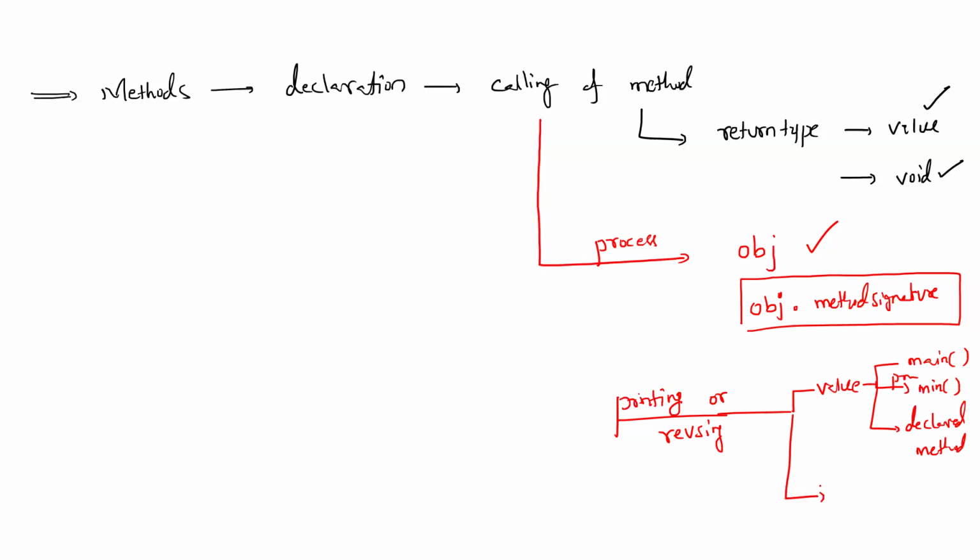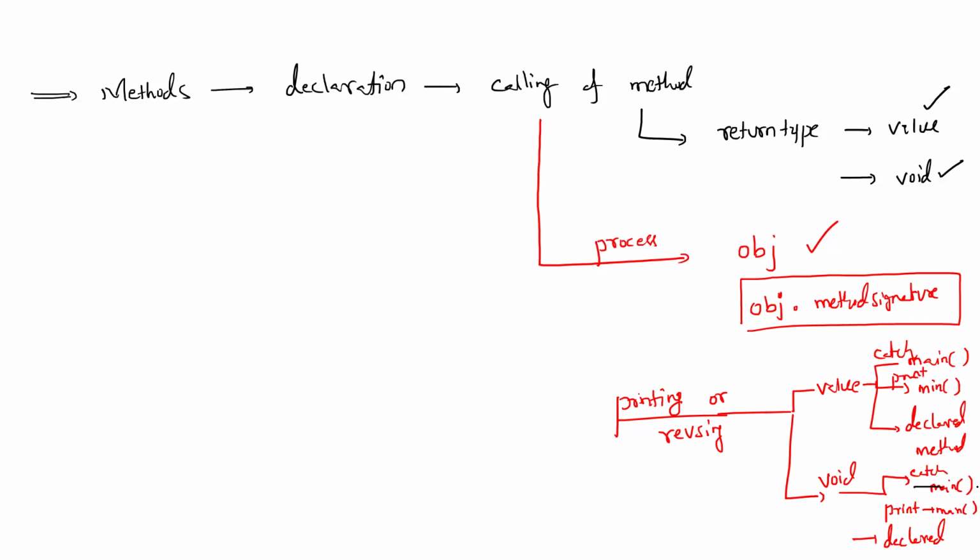But when it comes to void type, this is catching from the main method, this is printing from the main method. Can we catch from the main method if it is a void type? No, sir, not possible. Can we print from the main method? No, sir, that is also not possible. Only the declared method. Within the declared method only can we reuse the method result if it is a void type.